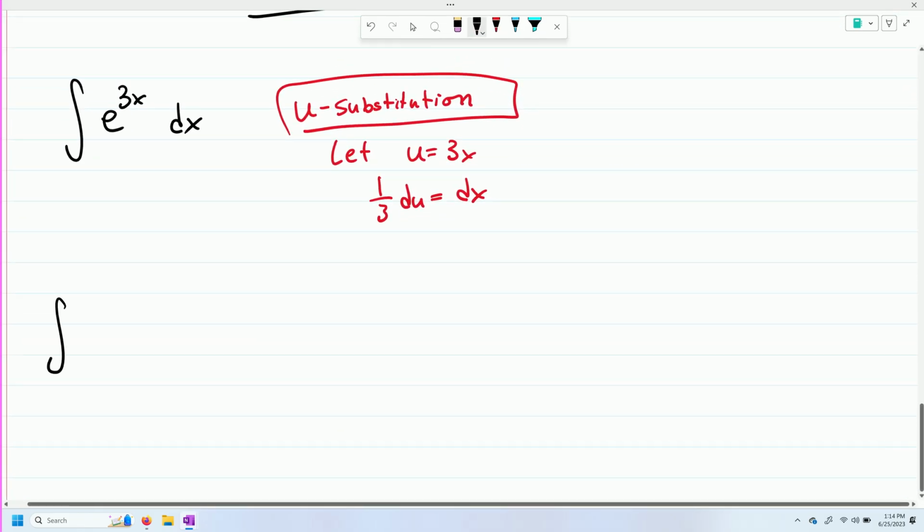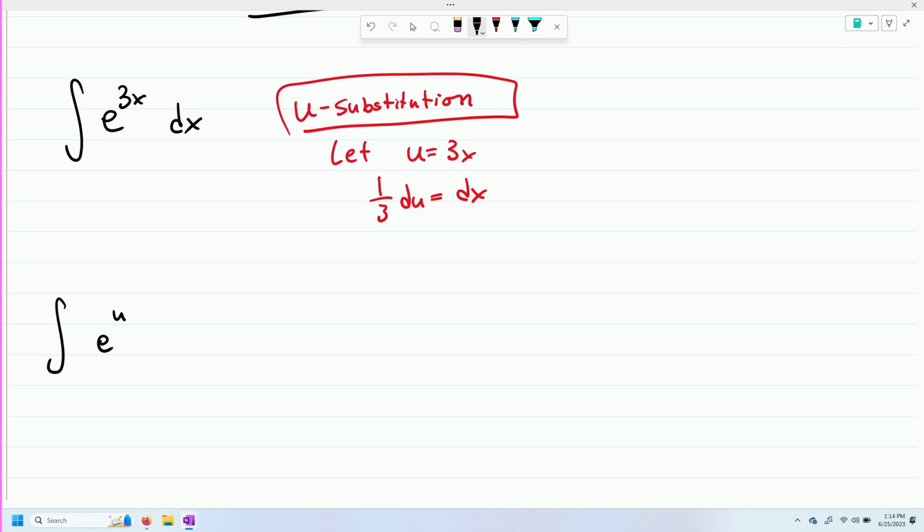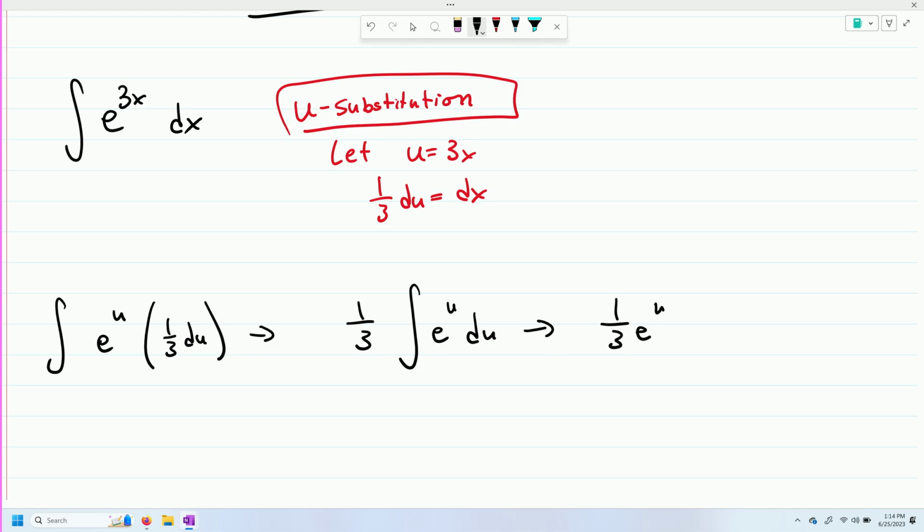This way, when I go to make my substitution, wherever I see 3x, I'm going to write a u. And wherever I see dx, I'm going to write 1/3 du, which I know I can pull the 1/3 out front. And now the integral of e^u is just e^u. So this is 1/3 e^u plus a constant, which is 1/3 e^(3x) plus c.